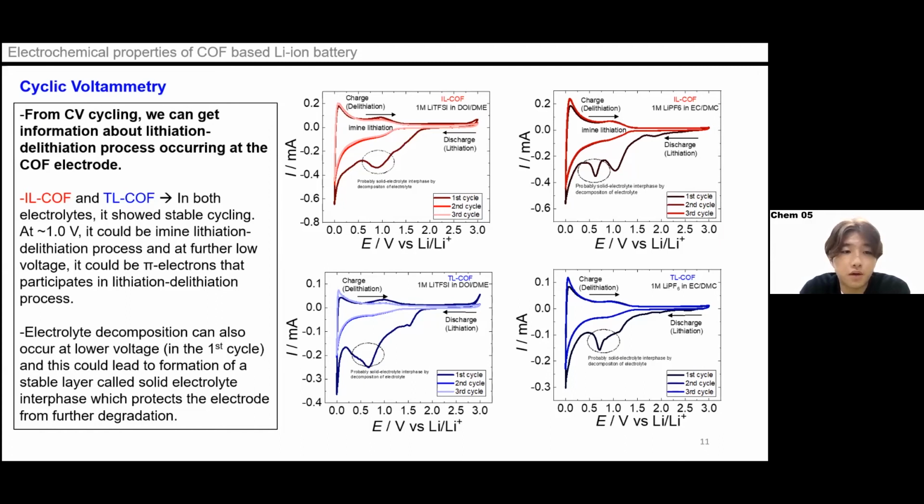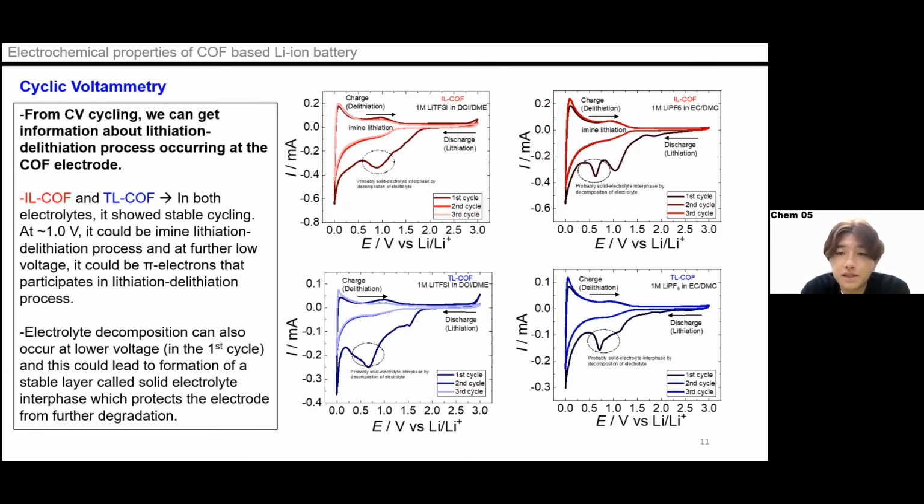Electrolyte decomposition can also occur at low voltage, and this could lead to the formation of a stable layer called the solid electrolyte interface. Then after the first cycle, all cycles show a similar shape, so we can think it is stable.